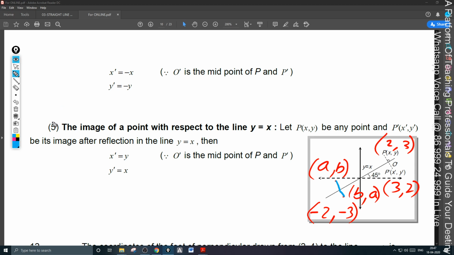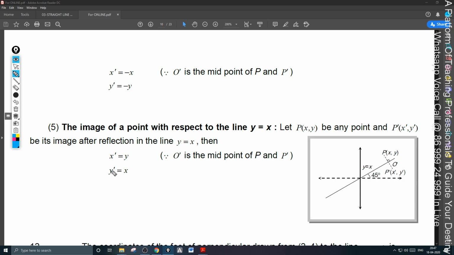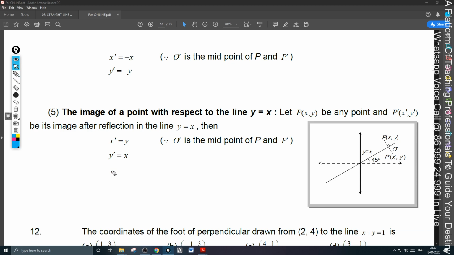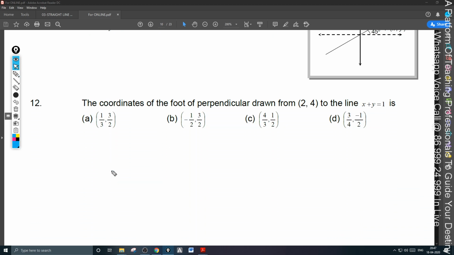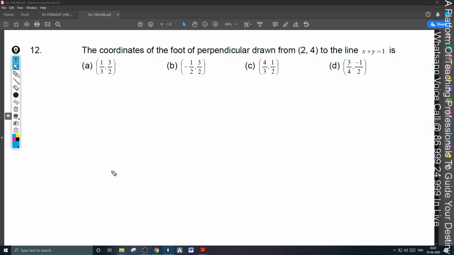This is called reflection. Okay, now let me explain this very simple question, and of course, you can verify the option also because it is the foot of the perpendicular. Foot of the perpendicular always lies on the line.